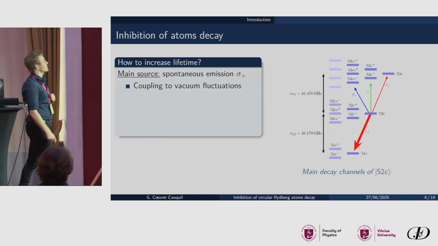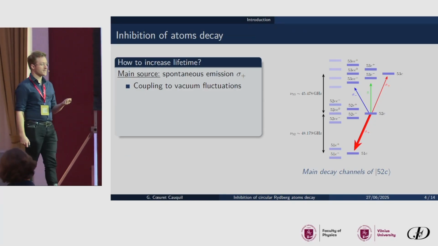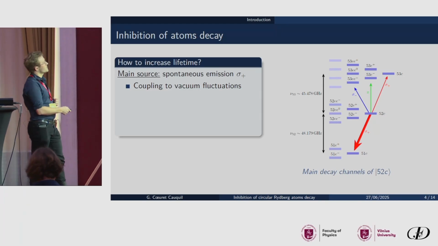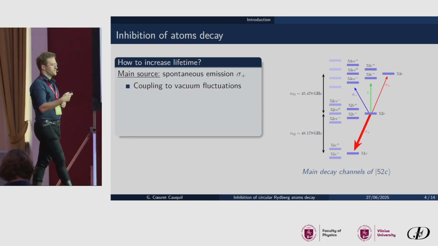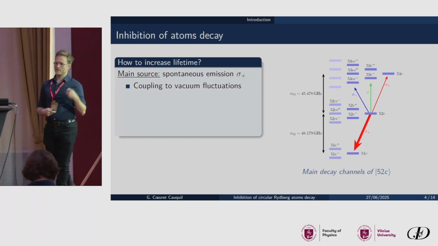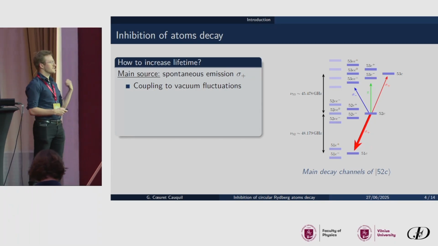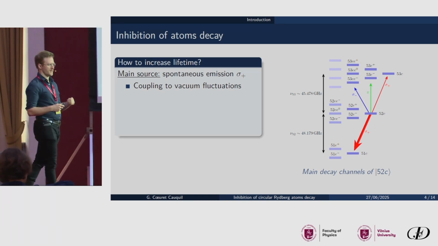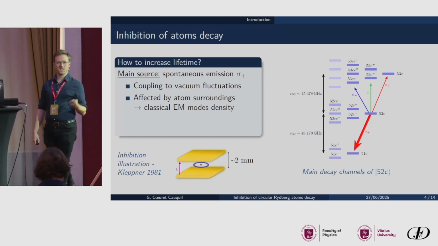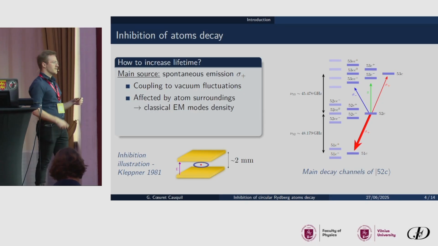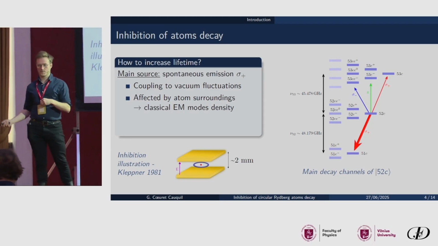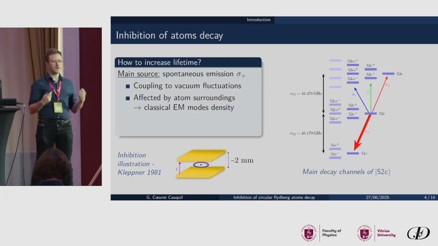To do so, you have to look at what the main decay channels are for the loss mechanisms involved in the loss of your circular state. It mainly comes from the spontaneous emission from the circular state that is just below. You might think that's something really fundamental, the coupling of the atoms with the vacuum fluctuations, and that we really can't have a grasp on it. But a proposal by Kleppner in the 80s suggested that by changing the surroundings of the atoms, by which we mean the density of classical electromagnetic modes around the atoms, we can decrease the spontaneous emission rate, which means, in our case, a longer lifetime.